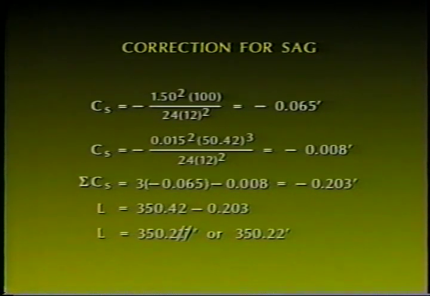The sum of the corrections for sag is determined by multiplying the correction for the full tape length, negative 0.065 feet, times the number of full tape lengths, being 3, and subtracting the sag correction for the partial tape length, which is 0.008 feet. This total correction is negative 0.203 feet, which is then added to the measured length of line, resulting in the actual length of line being 350.22 feet. As you can see, the effect of sag can be rather large. It is important to note whether your tape was standardized, supported throughout, or supported at the ends only. If this is known, then the effect of sag can be properly corrected.